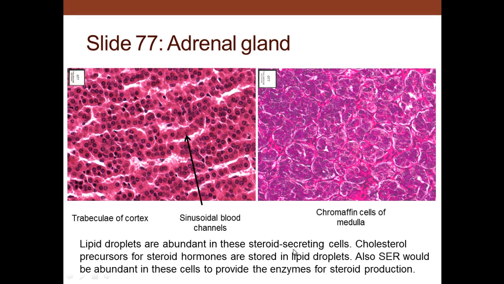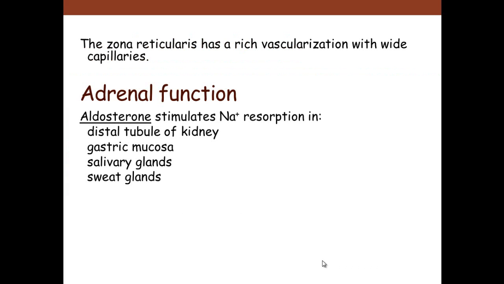Lipid droplets are abundant in steroid-secreting cells. Characteristic: cholesterol precursors for the steroid hormones are stored in the lipids. So you've got cholesterol, which gives rise to steroid hormones, and that cholesterol is found in the lipid. Also, there's an abundance of smooth endoplasmic reticulum in these cells, with enzymes for steroid production. So the zona reticularis has a rich vascular supply, wide capillaries, wider than we normally see. We might have seen those in the past when we were passing the slides.